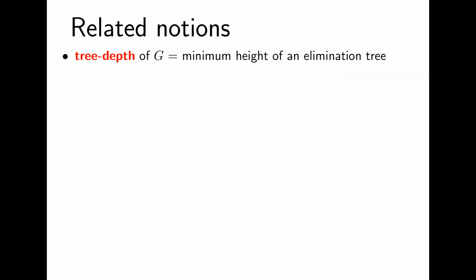And there are a few related notions to this notion of elimination trees that I want to mention on this slide. They will not appear anymore later in the talk, but I still want to mention them because some people may know them and may be able to connect in this way to what they know. So one, of course, very heavily studied notion is the notion of tree depth of a graph. And this you can define simply as the minimum height of an elimination tree, minimized over all possible elimination trees of the graph.